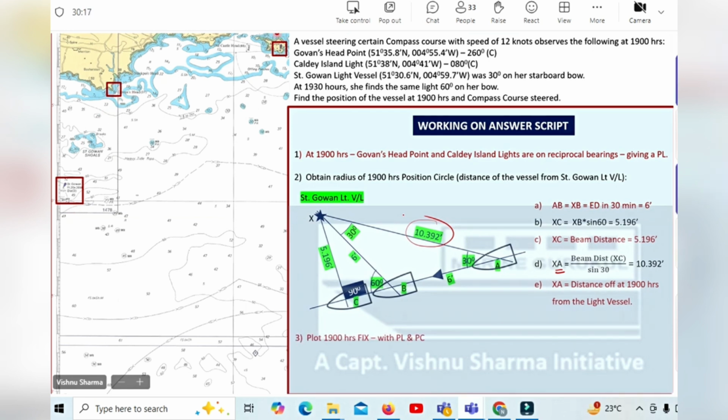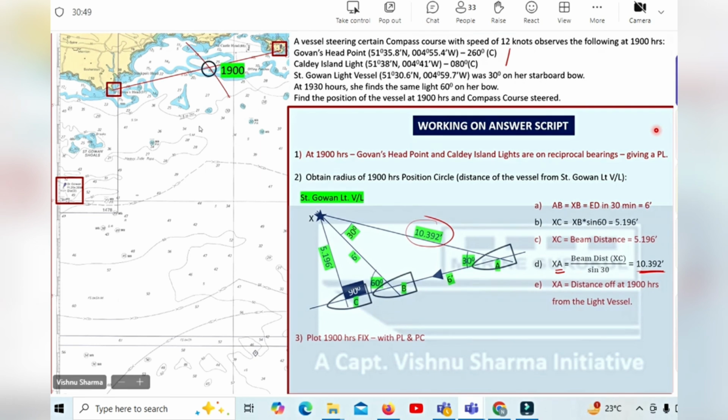First, I have a position line by reciprocal bearing. You see it's come up here. This is the position line by reciprocal bearing. Now I open my compass 10.4 miles, 10.392 miles. Put my compass at the light vessel and cut on this line. And wherever that cuts, that will be the 1900 hour fix. Does everybody understand now? Yes or no? Yes, sir.